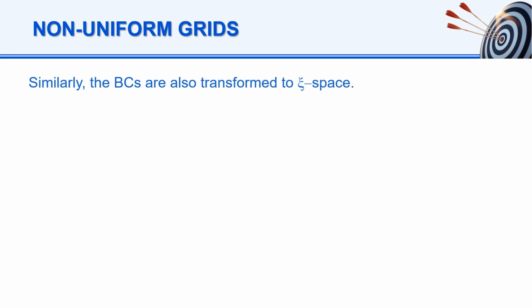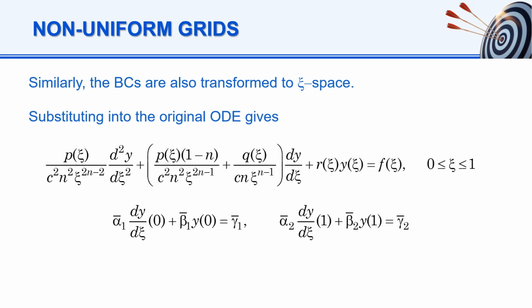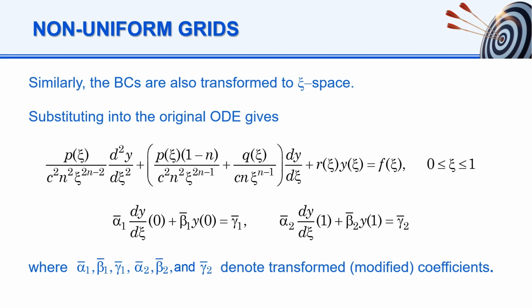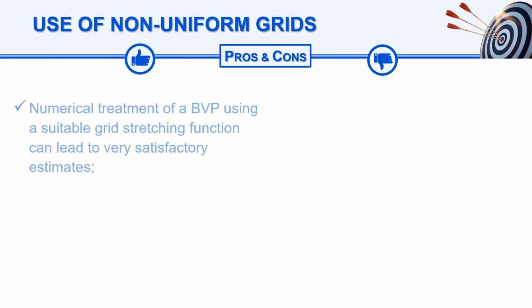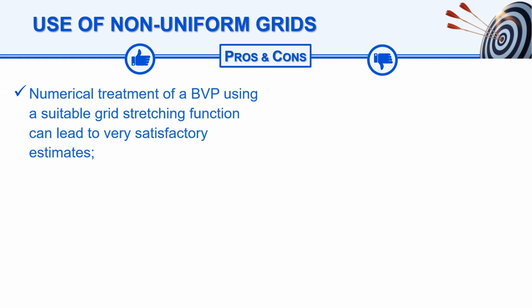Similarly, the boundary conditions are also transformed to Xi space. Substituting into the original ordinary differential equation gives, where the overlined symbols denote the modified or transformed coefficients. The advantages of the non-uniform grids are numerical treatment of a boundary value problem using a suitable grid stretching function can lead to very satisfactory estimates.